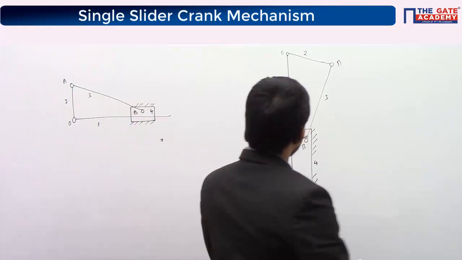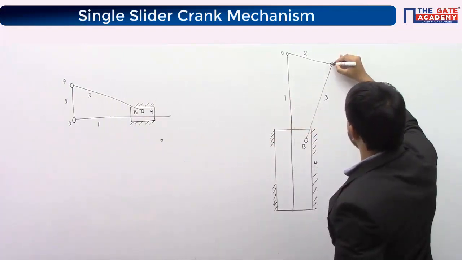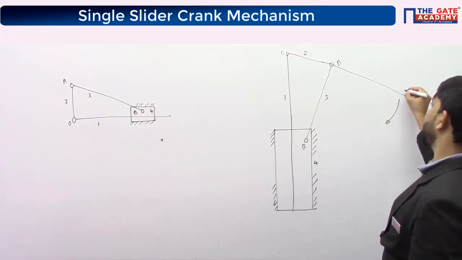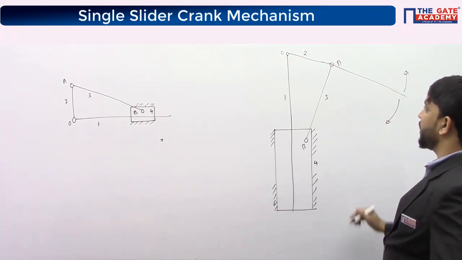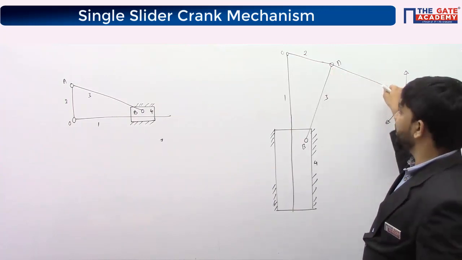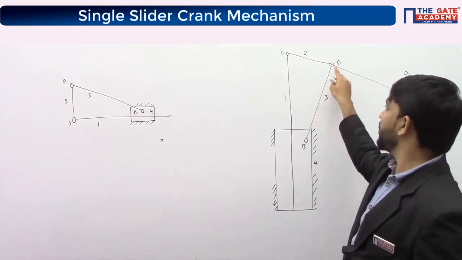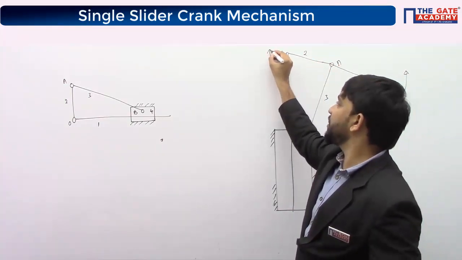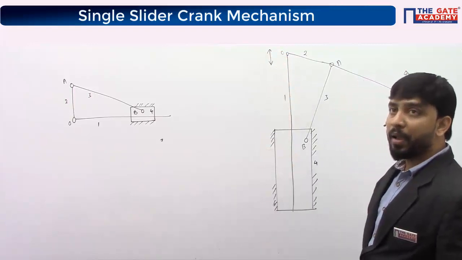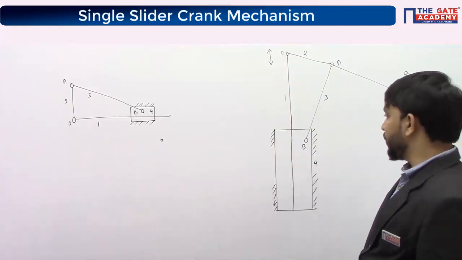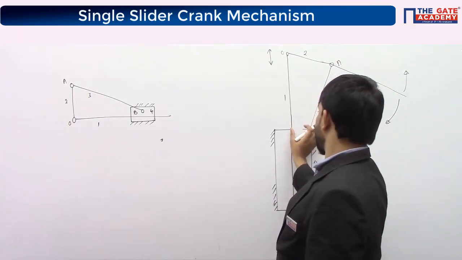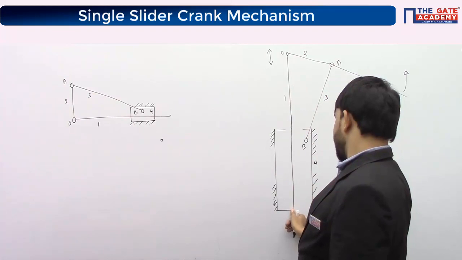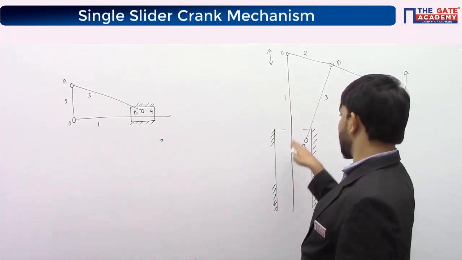So in this mechanism, to make it useful, I'm extending link number 2. By extending link number 2, I can rotate it about this hinge. As link number 2 reciprocates about that hinge, point O will be moving up and down. So link 1 will be moving up and down. This is a slider, reciprocating inside.